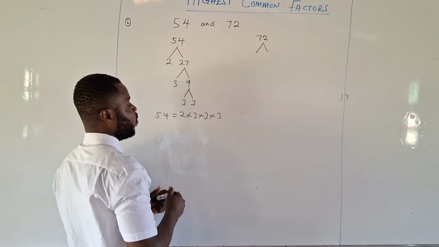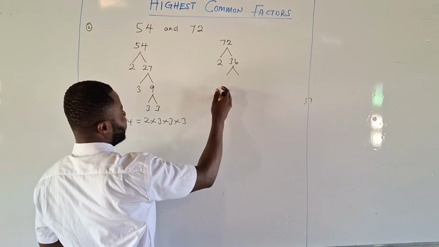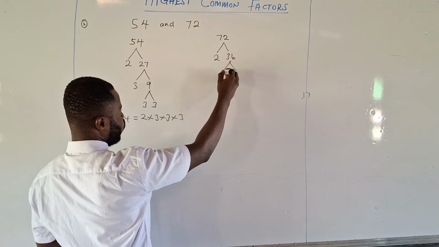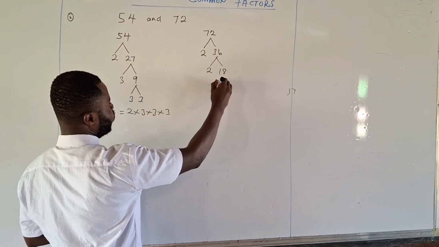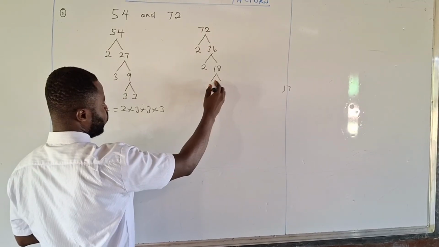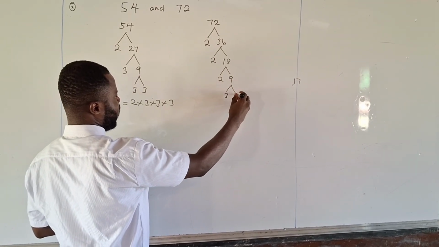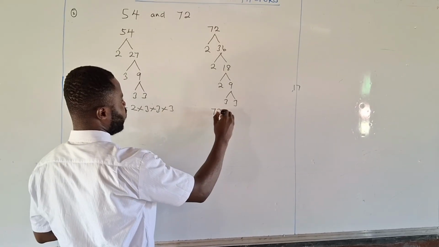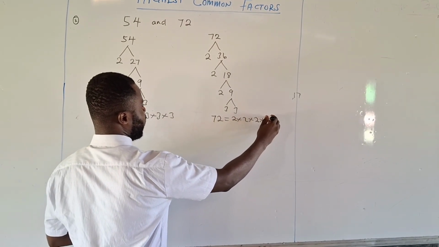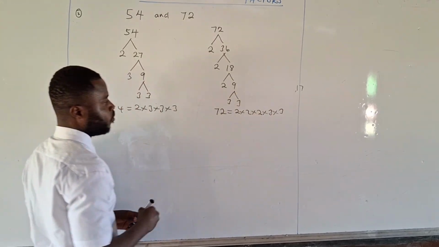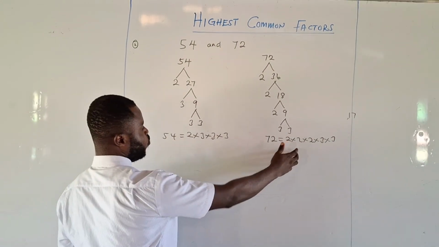Now let's come to 72. Can 2 work with 72? Yes, it's 2 and 36. Can 2 also work with 36? Yes, it's 2 and 18. This one also gives us 2 and 9. Then we have 3 and 3 again. So 72 is also giving us 2 times 2 times 2 times 3 times 3. So these are the prime factors of 54 and 72.